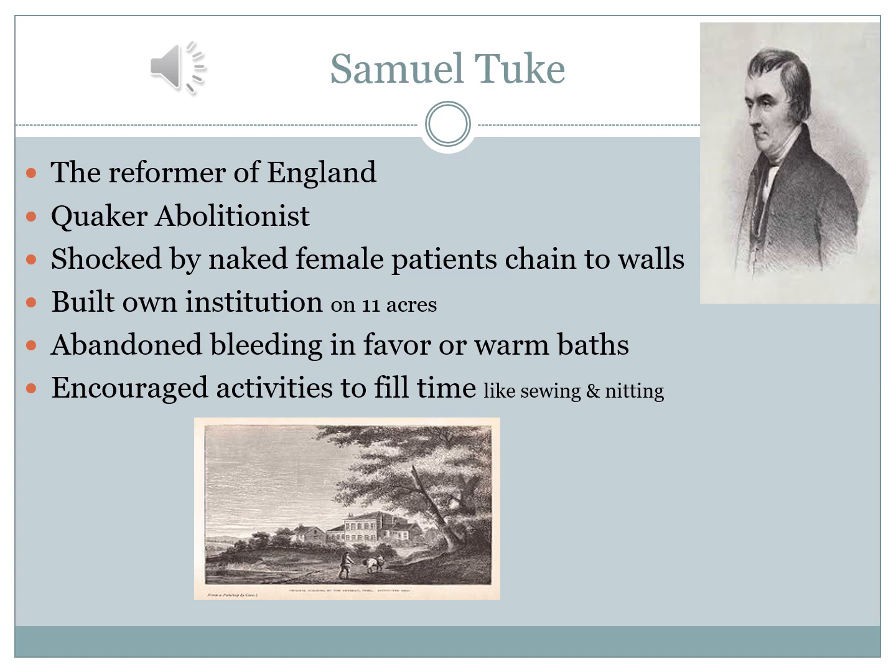Let's next consider Samuel Tuke, the great reformer of England. He was a Quaker abolitionist. He became drawn to the area when visiting a local mental institution. He saw female patients naked, chained to the walls. He was motivated to secure funding and build his own institution, pictured on the slide, on 11 acres.